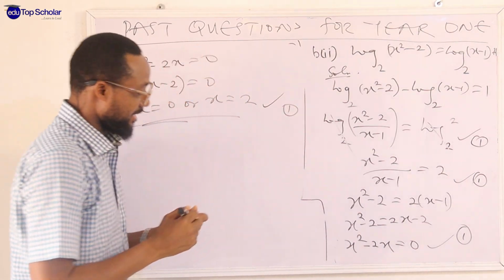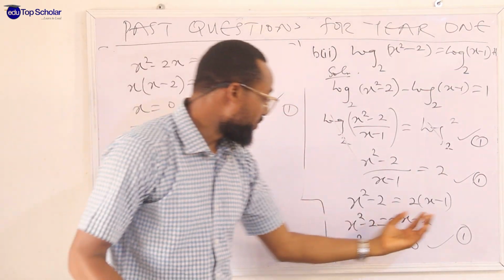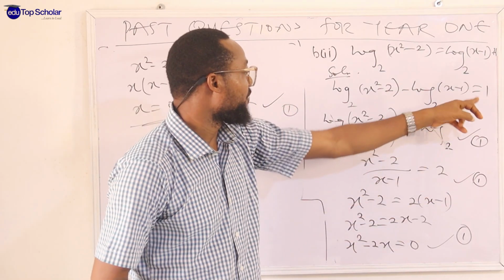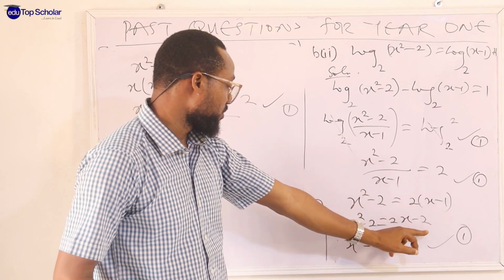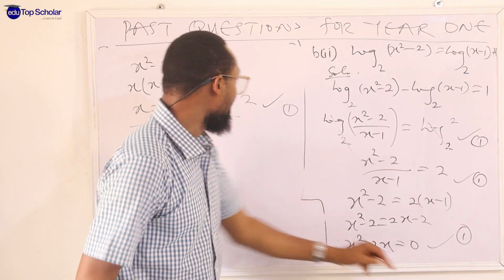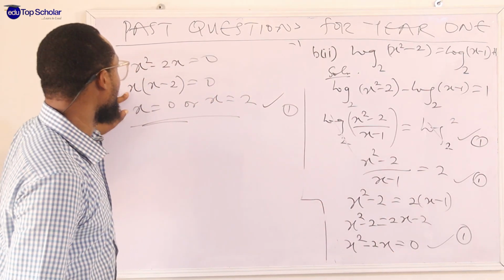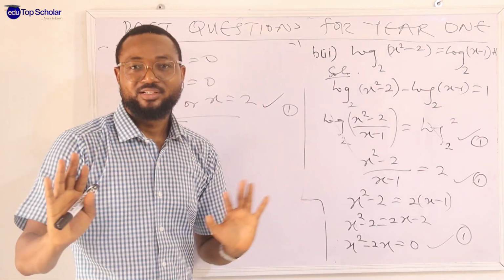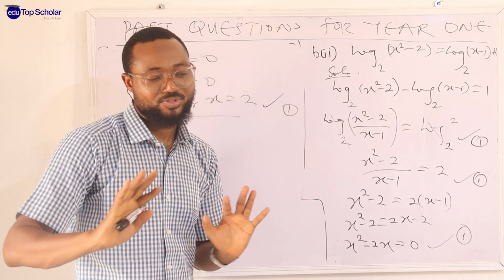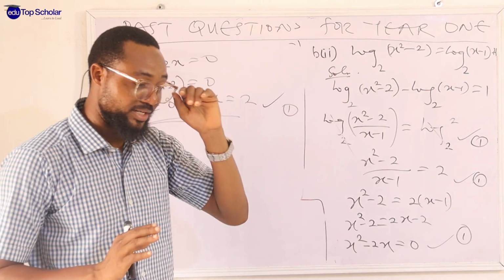The highest thing another examiner can take is breaking this 1 mark down to half for this, half for this. Okay? For this half, for getting this one also half. For this half, for getting this one also half. And the answer 1. So any which way, just get your steps right and you will not lose any mark.